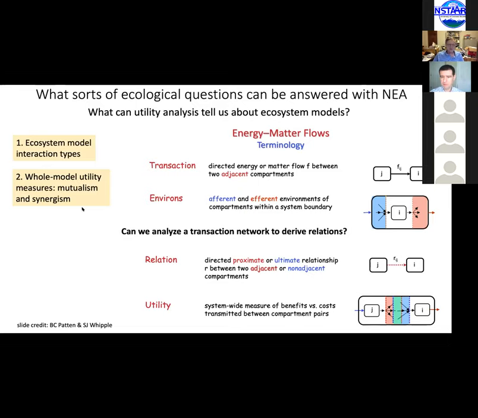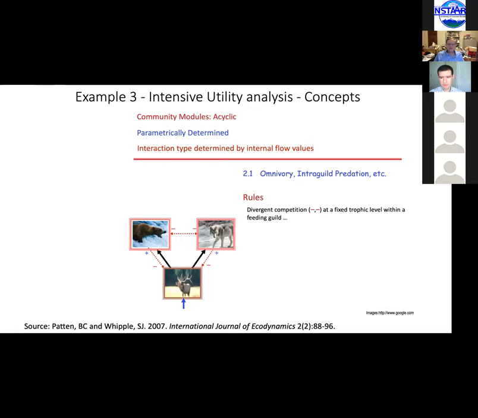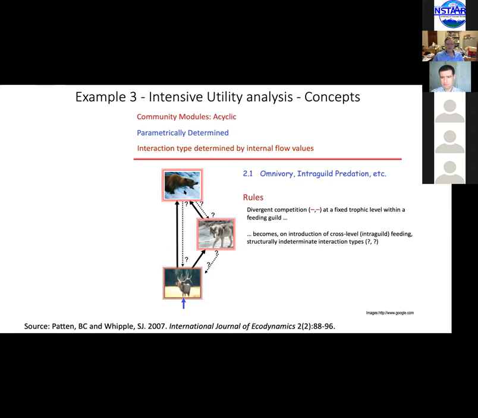And then there are whole system measures that I mentioned before. I'll give one example of that in the example that I'm going to give you. So quickly, it's a very simple toy model, but in this particular model, we're going to start out saying that if we've got two compartments here, in this case, a bear and a wolf feeding on caribou, they're competing to eat the caribou. But if we introduce a way where the bear actually eats the wolf and the caribou, and the wolf only eats the caribou, then we've got cross-level, or what ecologists often call intraguild feeding, and then it becomes indeterminate in terms of what the interaction types would be based on that.